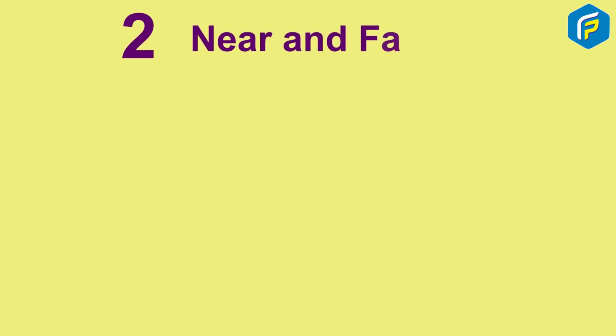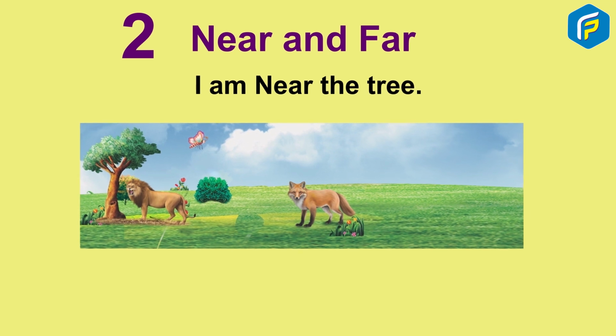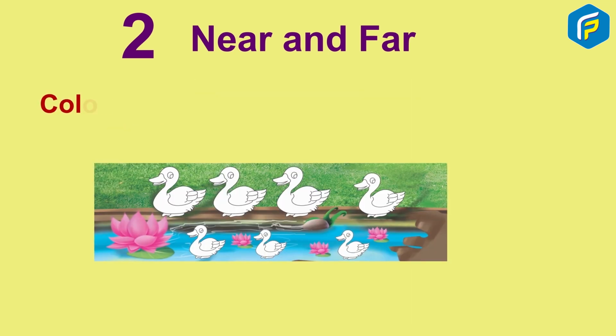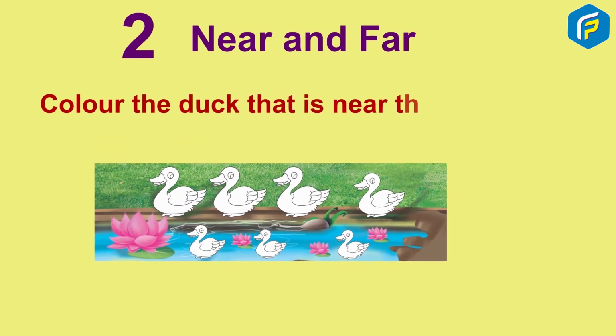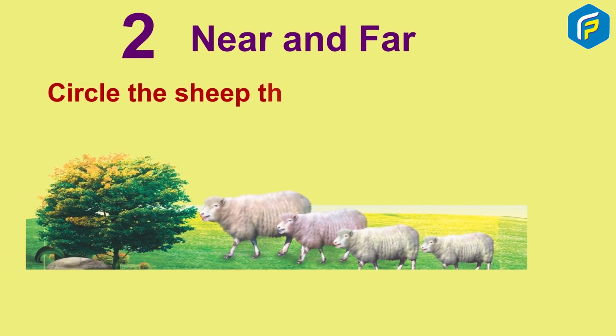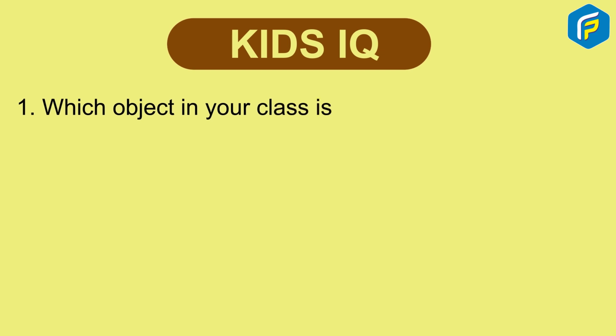Near and far. I am near the tree. I am far from the tree. Color the duck that is near the lotus. Circle the sheep that is far from tree. Kids IQ. 1. Which object in your class is near? 2. Which is far?